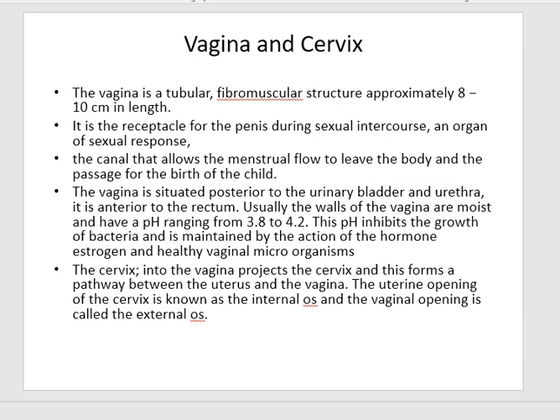Usually the walls of the vagina are moist and have a pH ranging from 3.8 to 4.2, so it is acidic. This pH inhibits the growth of bacteria and is maintained by the action of the hormone estrogen and healthy vaginal microorganisms. The cervix projects into the vagina, and this forms a pathway between the uterus and the vagina. The uterine opening of the cervix is known as the internal os, and the vaginal opening is called the external os.